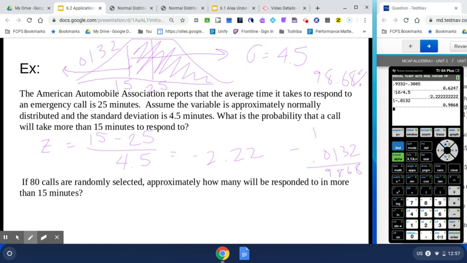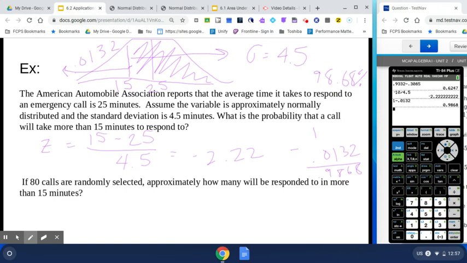Notice that there's a second question to this scenario. It says, if 80 calls are randomly selected, approximately how many will be responded to in more than 15 minutes? So I know 98.68% of those calls are going to take more than 15 minutes to respond to.